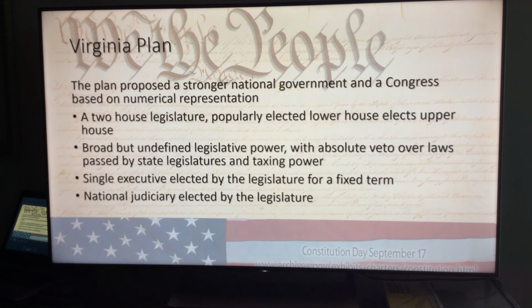If you look at this plan, all the powers held by the legislature. They get to pick who the executive is, they get to pick who the judiciary is. So a lot of power is vested into the legislative branch.